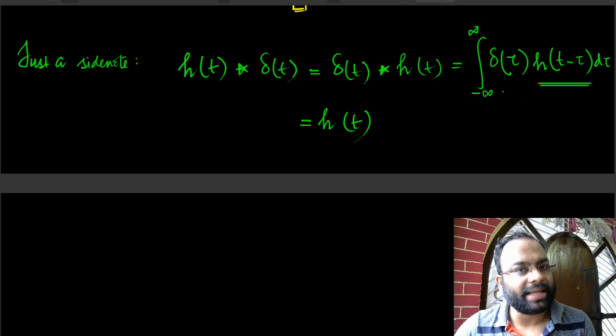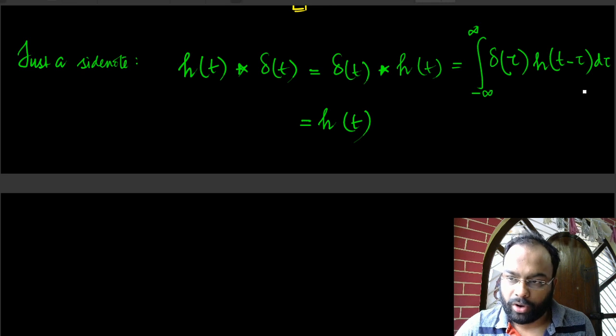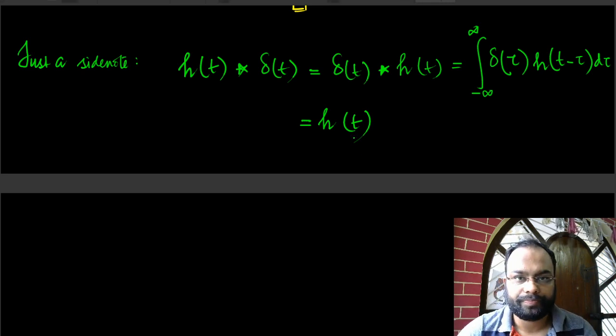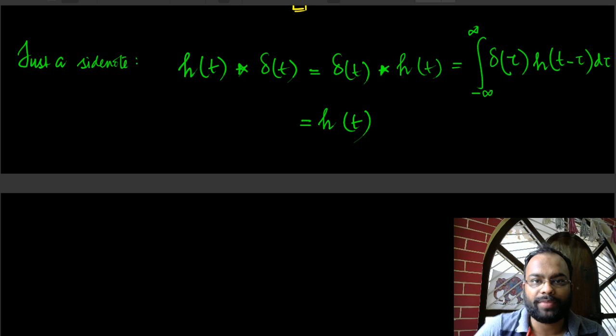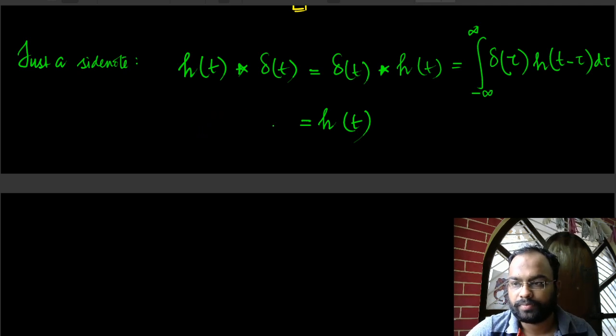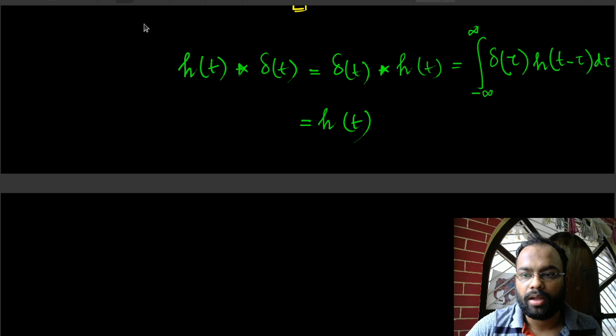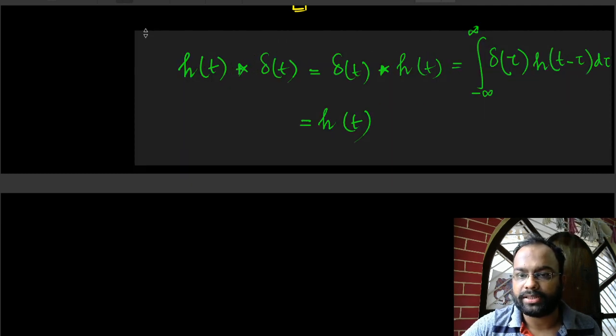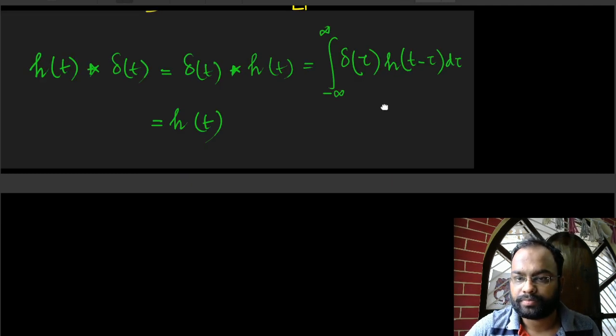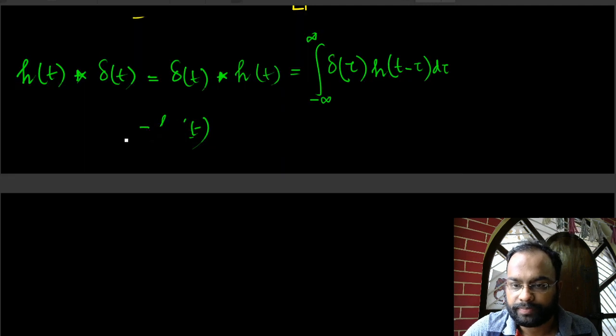So when does delta t exist? When tau is equal to 0. Just put tau equal to 0 in this, and that will be your result. Okay, that's one of the standard properties of unit impulse. But again, this is just the impulse response of the system. So this is just a side note again, because we shall need this sooner or later.